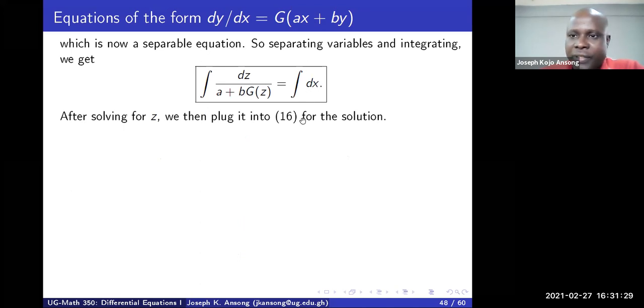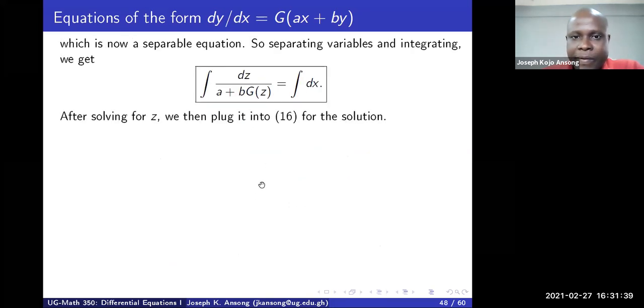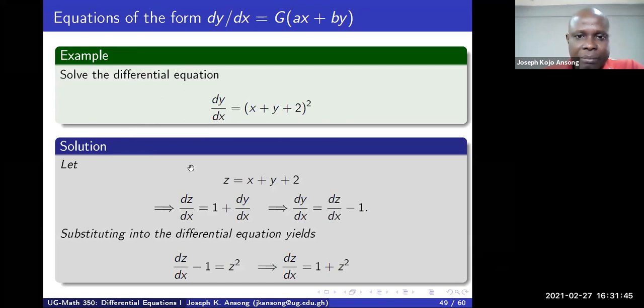So you then solve this. Once you solve this for z, you go back to here and plug your z in, and you have your solution in terms of x and y. Good. So that is the procedure for solving equations of those types. Let's do an example of that.